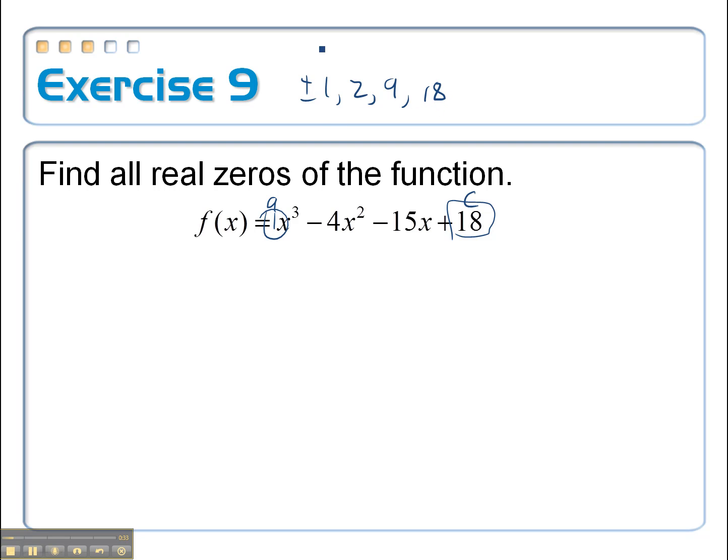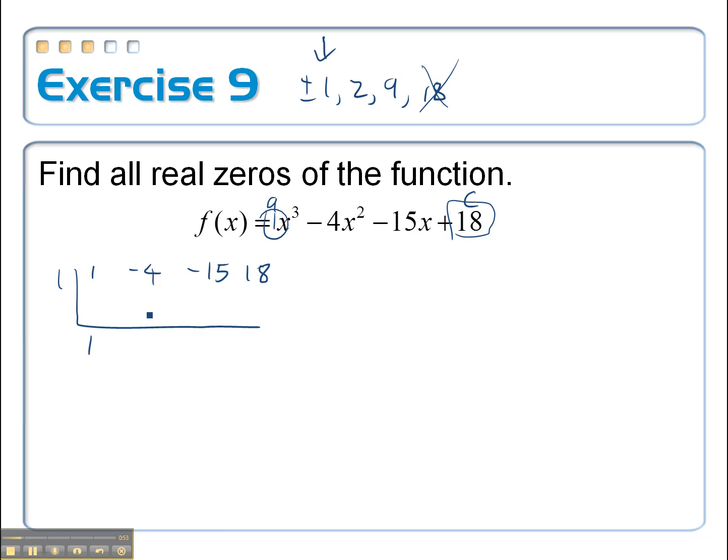Where do you start? Start with the small ones and then work your way up. It's rarely going to be these larger ones here. So start with the small one. We'll start with 1, see if it works, see if we get a remainder of 0. If we don't, try negative 1. 1, negative 4, negative 15, 18.